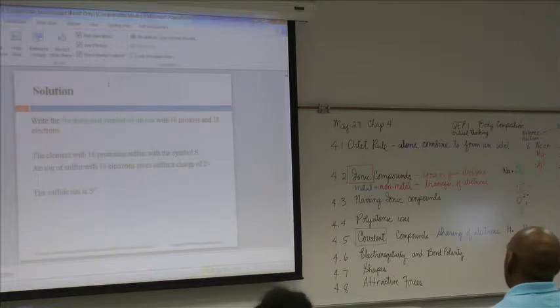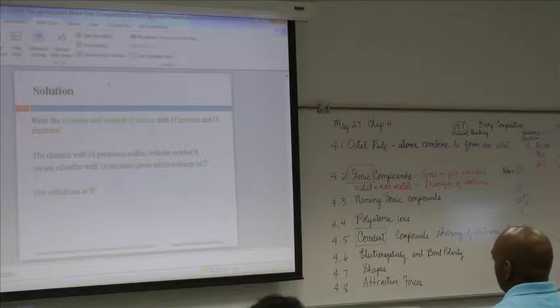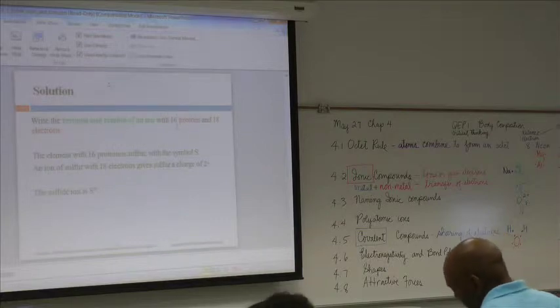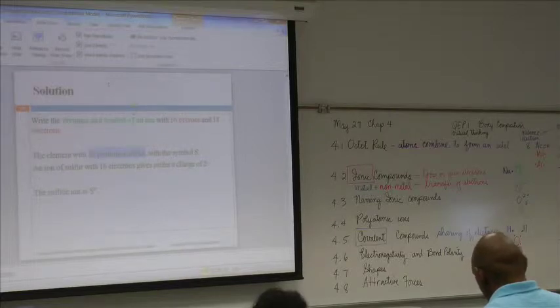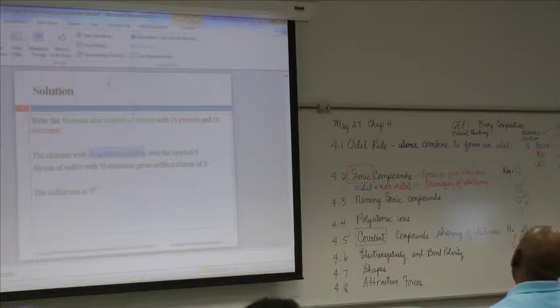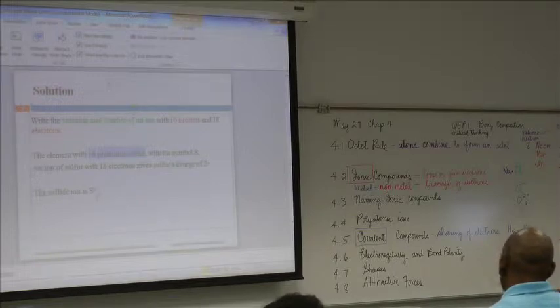So now we need to be able to write the formula and the symbol of an ion. When we say, what is the formula of an ion with 16 protons and 18 electrons? The element with 16 protons is sulfur, and the symbol is S. And an ion of sulfur, because it's in the same group as oxygen, will tend to gain 2 electrons. So the charge is 2 minus, and the sulfide ion is S2 minus.